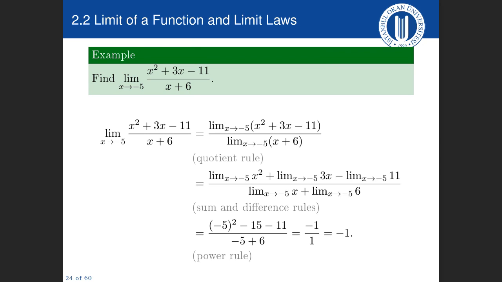Find the limit as x tends to minus 5 of x squared plus 3x minus 11, divided by x plus 6. This is the same type of question as the previous one. We have a function divided by a function. The limit of the thing on the bottom is not 0. The limit as x tends to minus 5 of x plus 6 is not 0, so we can use the quotient rule. Then we use the other rules, sum and difference rules and then power rules, to split this up and calculate this. Again, I'm being deliberately quick here. You can check this later.